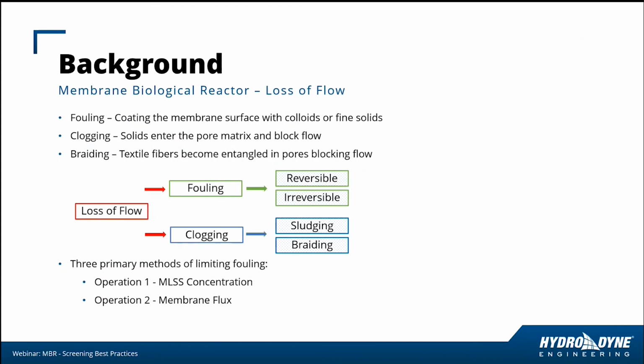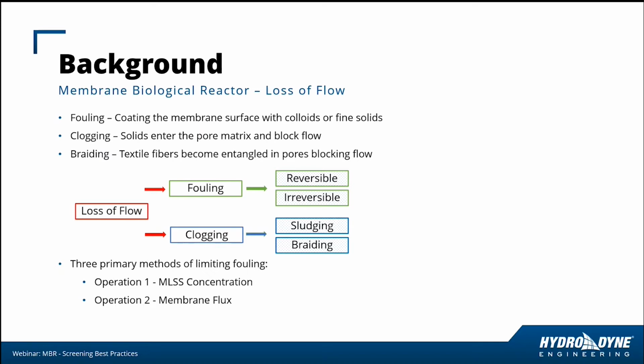Fouling is the coating of the membrane surface with colloids or fine solids. Clogging includes solids that enter the pore matrix and block off flow. Braiding includes textile fibers that become entangled in the pores, and that can block flow. Looking at loss of flow, we can have a fouled system or a clogged system. Fouling is somewhat reversible, so chemical cleaning can be used for that. If fouling is irreversible, then the membrane cartridge has to be pulled and physically cleaned. Clogging and braiding also have to be physically cleaned.